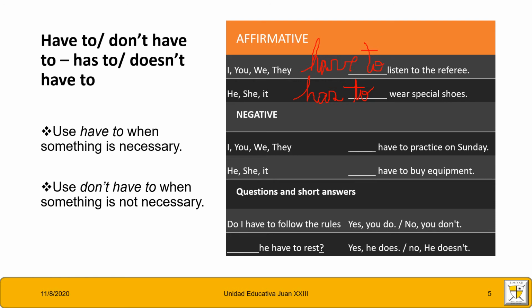In negative form, I, you, we, they don't have to, because it's first person, singular and plural. But here with the third person, we use doesn't. Doesn't have to pay equipment. Doesn't have to buy equipment.